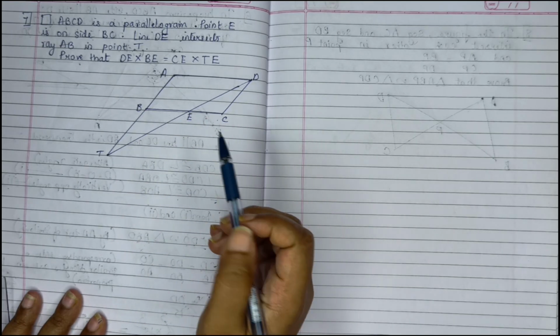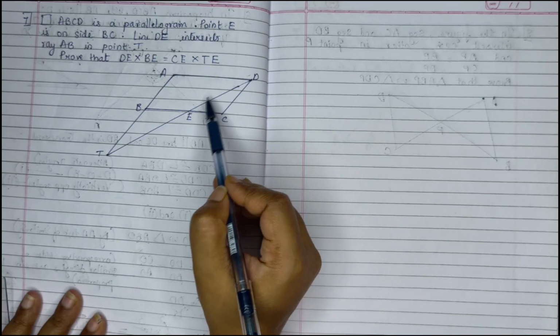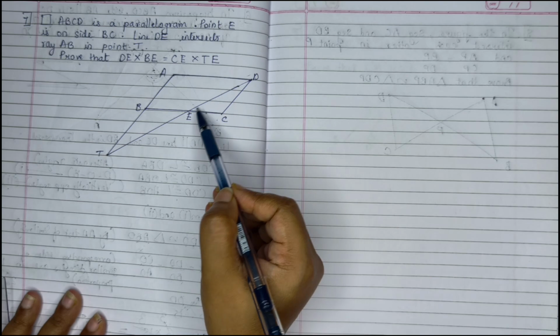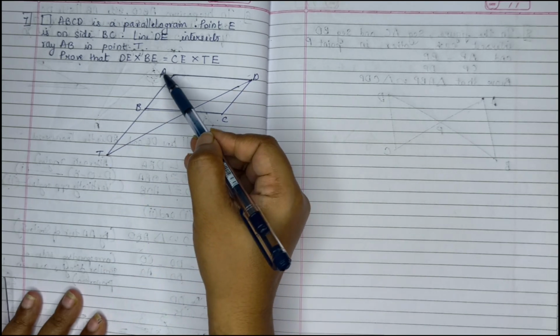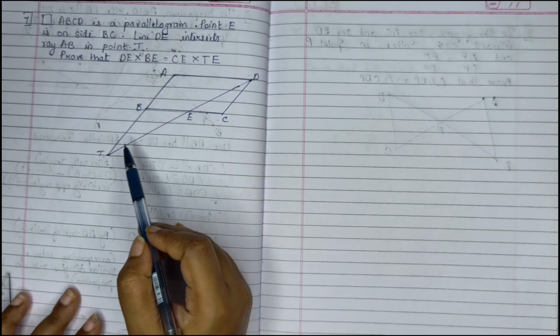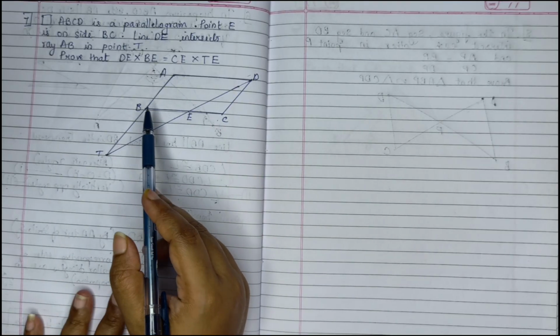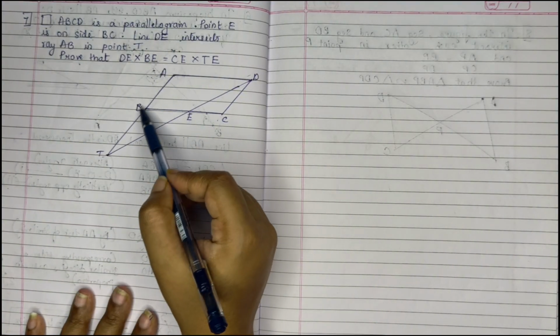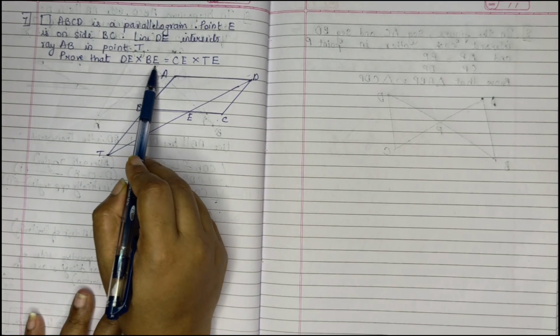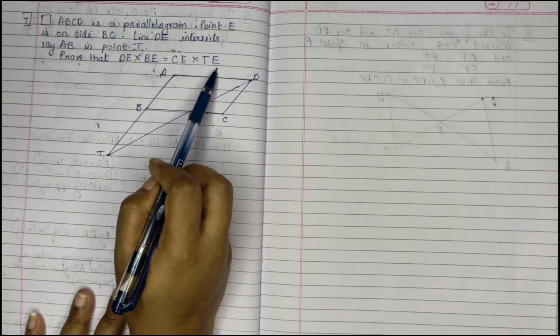Line DE intersects ray AB. This line DE is intersecting ray AB at point T. So we have to prove this: DE into BE is equal to CE into TE.